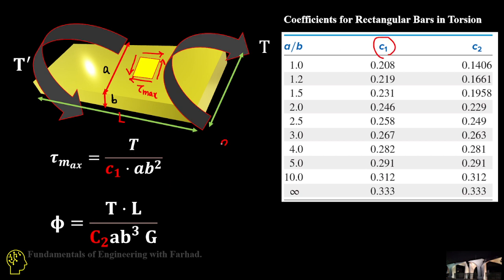If our ratio, for example A over B, is equal to 0.2, you just move to this table and pick these two coefficients for the calculation of tau maximum and phi. That's the formula for non-circular, or rectangular, plates in terms of shearing stress due to torsional torque.